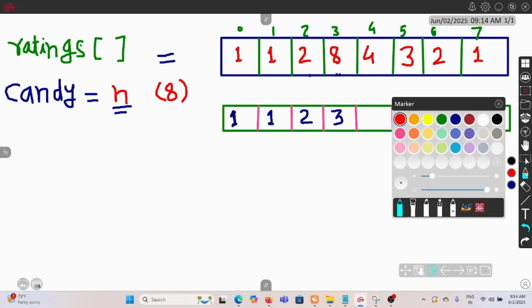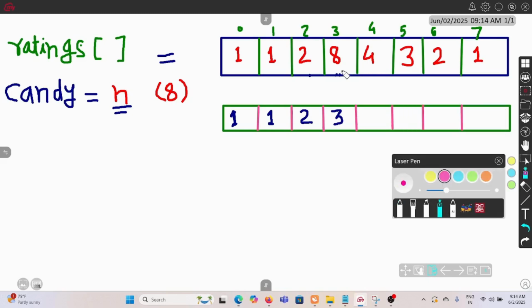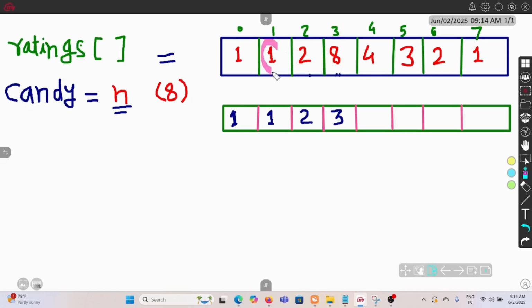So if a child has the higher rating, it has to get more candies than that neighbor. For example, you can see here this guy. What is the rating? It has rating 1, and the left side guy also has rating 1. So this first guy doesn't have any problem because it has the same rating, so he's getting at least one candy. Similarly, if we compare this guy, this also has the same rating, so this also will get 1. And if you look at the right side of it, 2 is a higher rating, so no problem. It can accommodate with the smaller candies. That is why we have put 2.